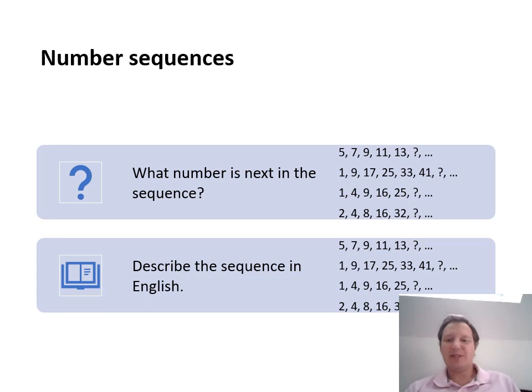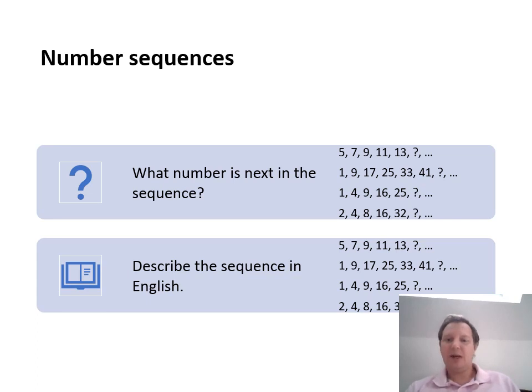So, what are number sequences? As you can expect, they are sequences of numbers, typically integers, in this course. Here we can find examples of four different number sequences. The question that we can now ask ourselves is, what number is next in each of these sequences? And also, we can think about how we would describe each of these sequences in English.